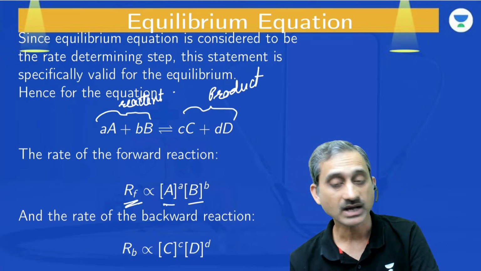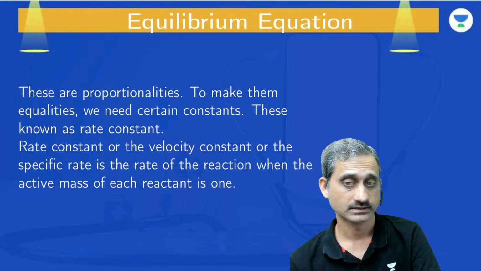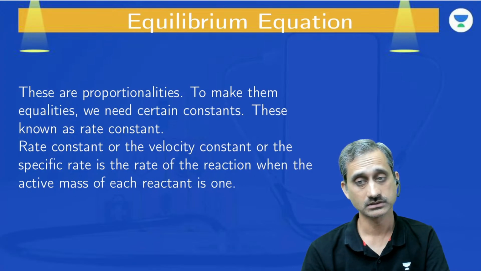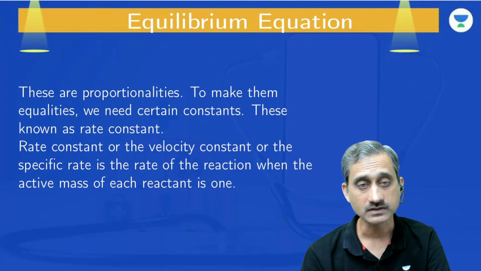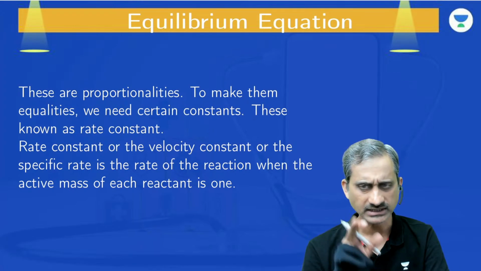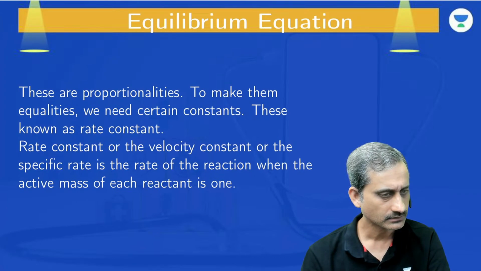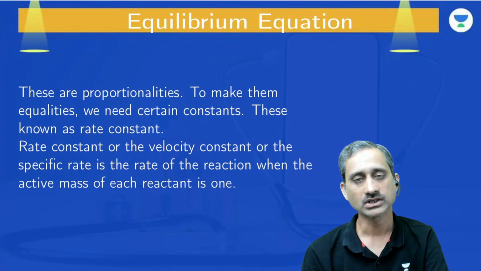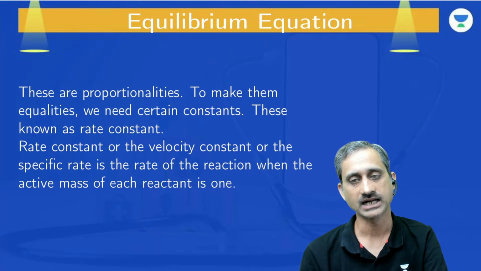So that's the rate of the backward reaction and the forward reaction. Now these are proportionalities. To convert the proportionality into equality, we need a constant, and that constant is called the rate constant, velocity constant, or specific rate. We have done the definition in the chemical kinetics chapter, remember? The rate constant, velocity constant, or specific rate is the rate of the reaction when the active mass of each reactant is 1.